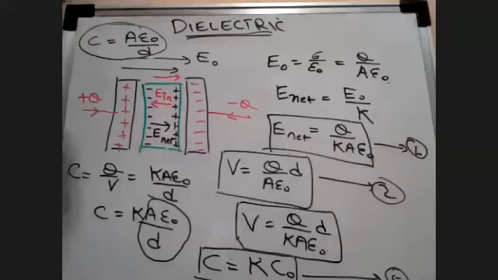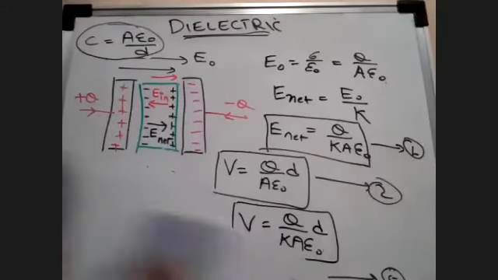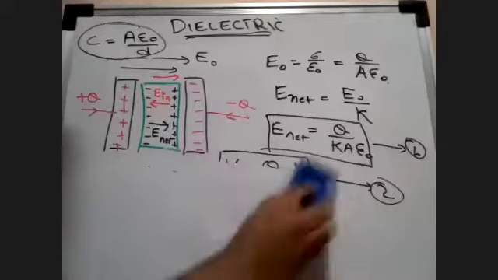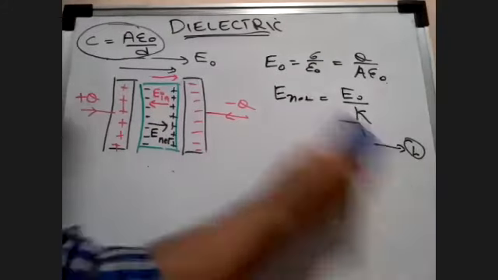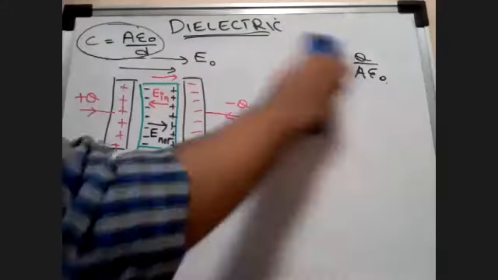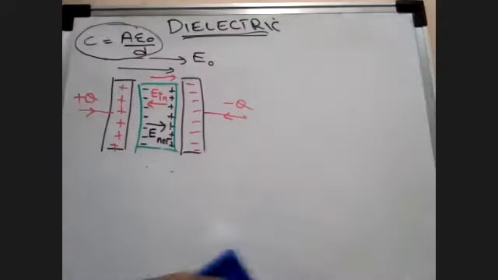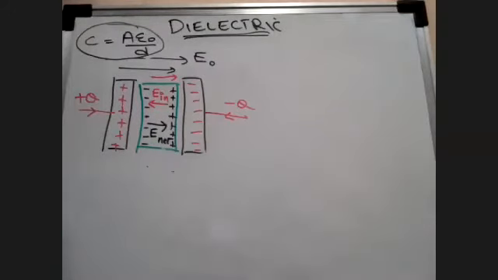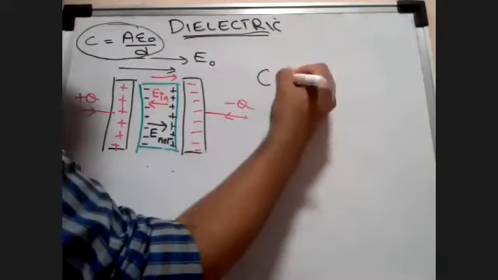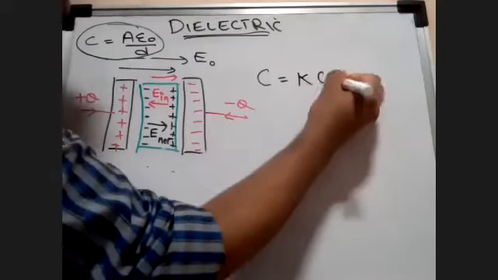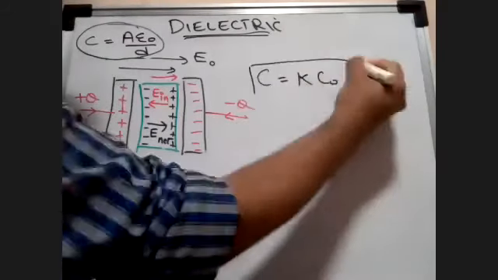This was the magnitude of capacitance due to a dielectric. So what we ended up with is, anyways, the one who asked me the doubt, are you clear with it now? Yes, sir. Okay, so C is equal to K times C naught.